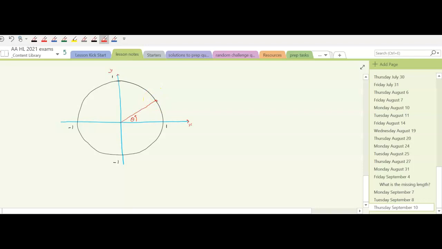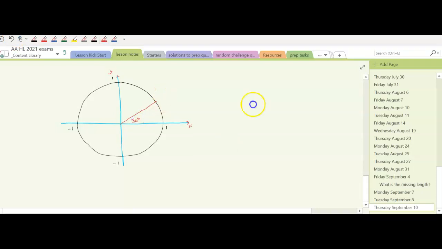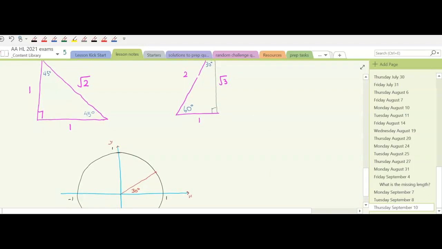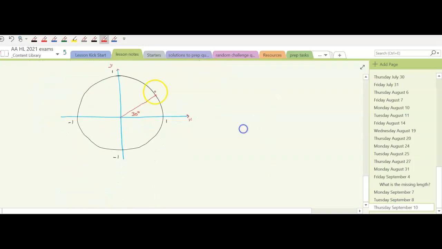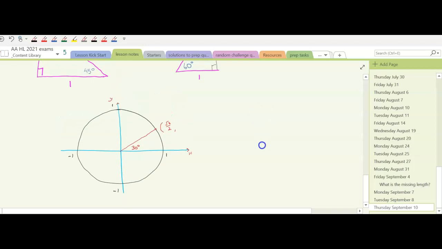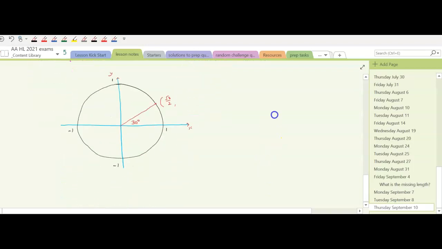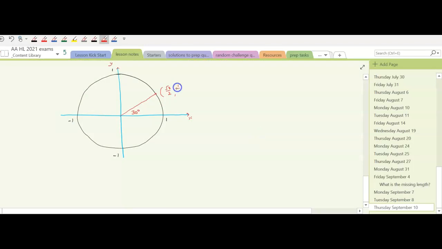I'm going to go with 30 degrees here. And I know from my exact values at 30 degrees, my cos 30 is root 3 over 2, and that's going to be my x coordinate here. So I've got root 3 over 2 as my x coordinate, and my y coordinate is sine 30. Sine 30 is 1 over 2, so half. Remember that just comes out of SOHCAHTOA.